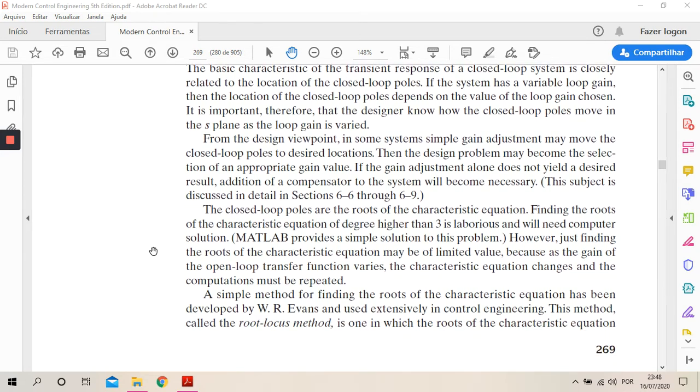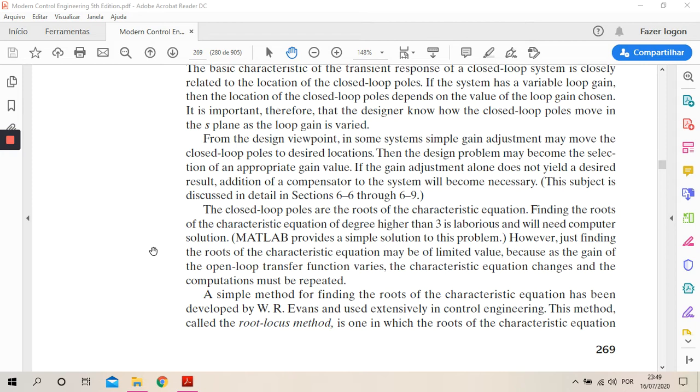From the design viewpoint, in some systems, simple gain adjustment may move the closed-loop poles to desired locations. Then the design problem may become the selection of an appropriate gain value. If the gain adjustment alone does not yield a desired result, addition of a compensator to the system will be necessary.